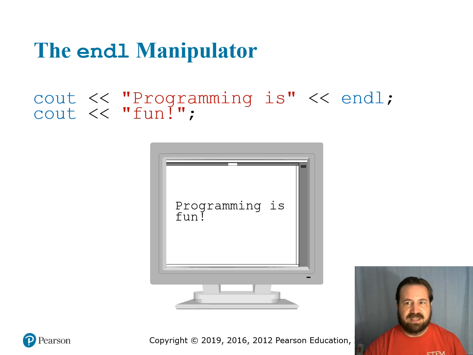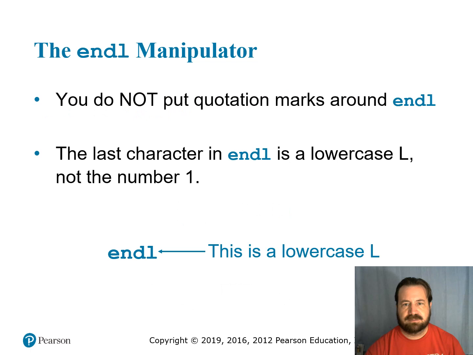So programming is endl fun will format the text this way: programming is on one line, start a new line, fun. You don't put quotation marks around endl or it'll actually print out the text ENDL, right? And the last character in endl, as I mentioned, is a lowercase l, not a number 1.